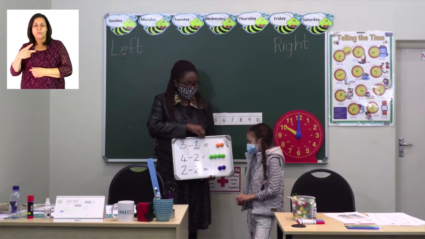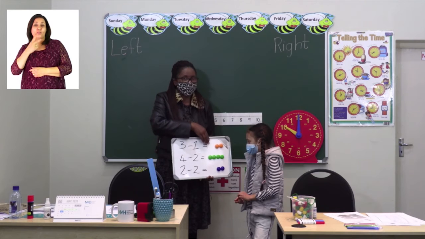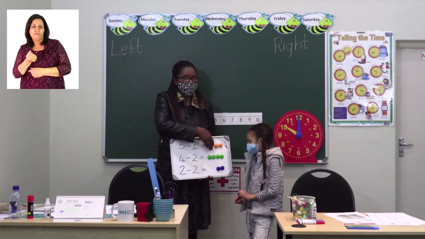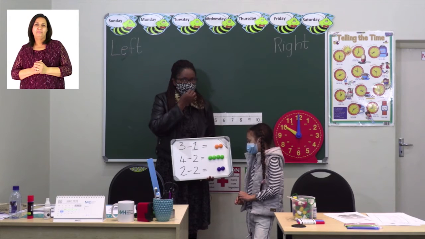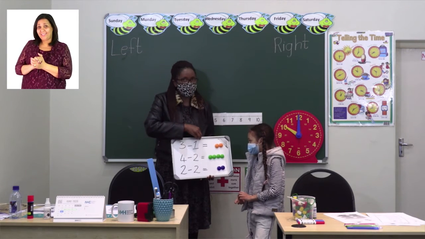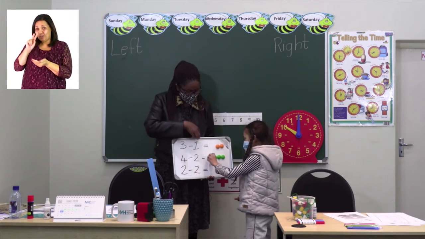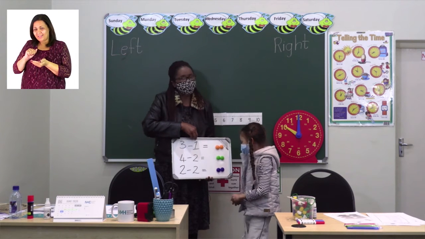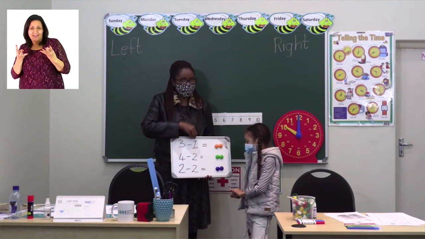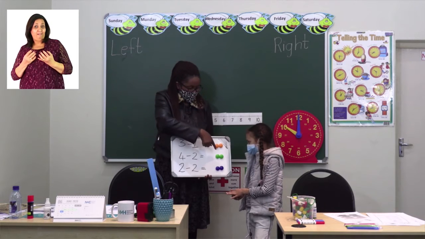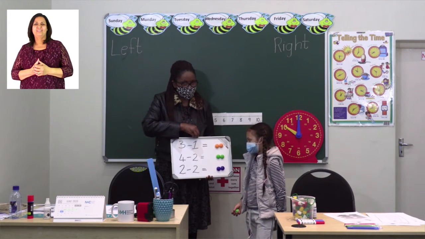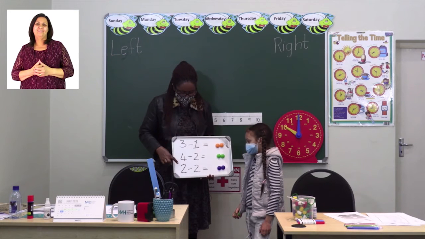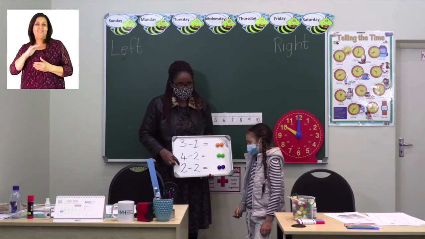If you look on my little board, I have 4 green magnets. So I will ask my friend to take away 2 magnets. How many are left? 1, 2. So 2 is our answer. Let's move on to the next sum.